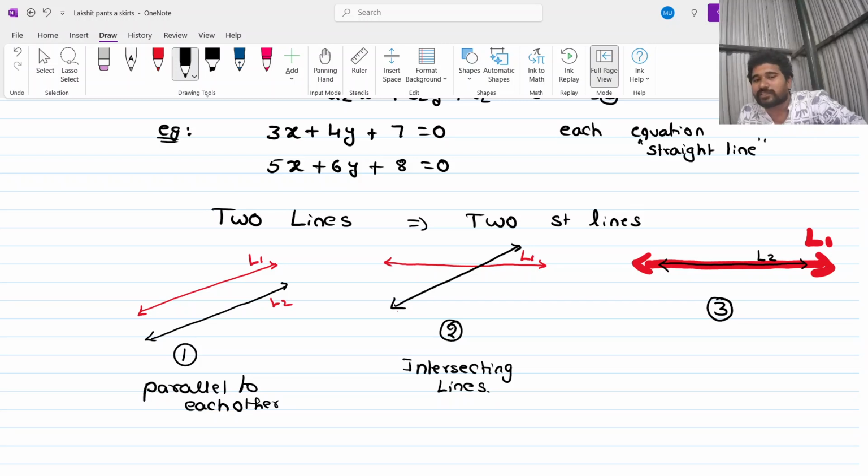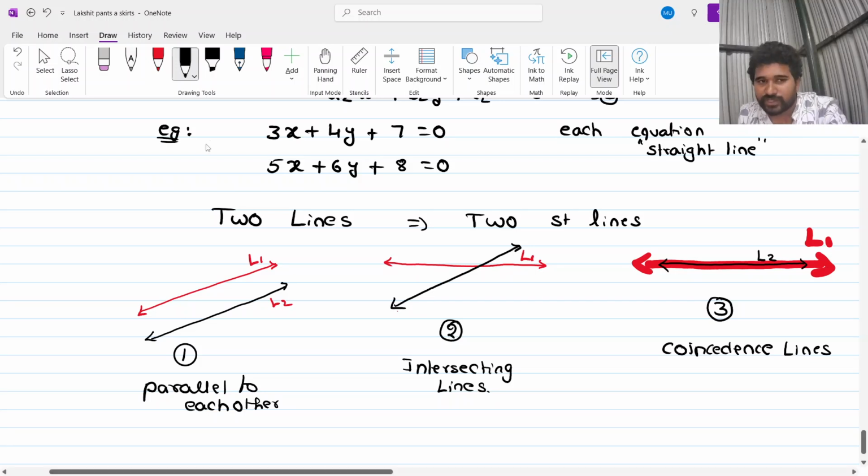What is this third case? They are called coincidence lines. Is that clear for everybody? Whenever there are two lines, three possibilities are there. They might be parallel, they might be intersecting, they might be coincident. Now I'll ask you one question.